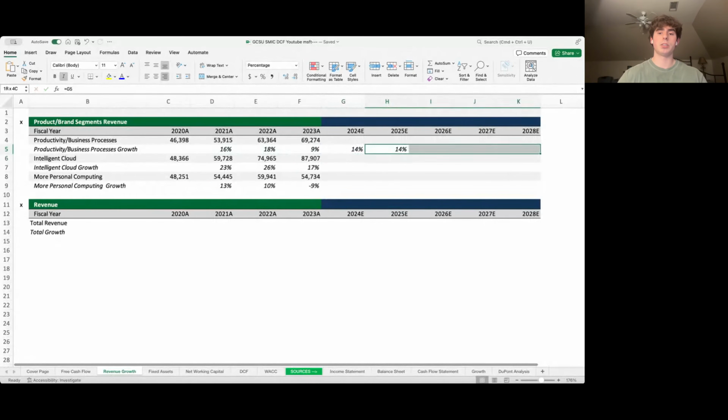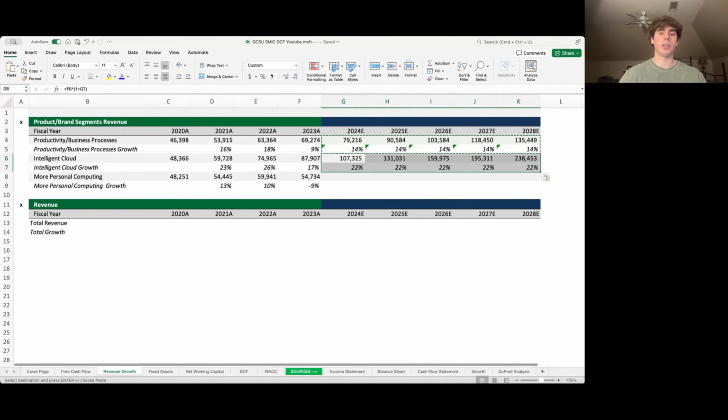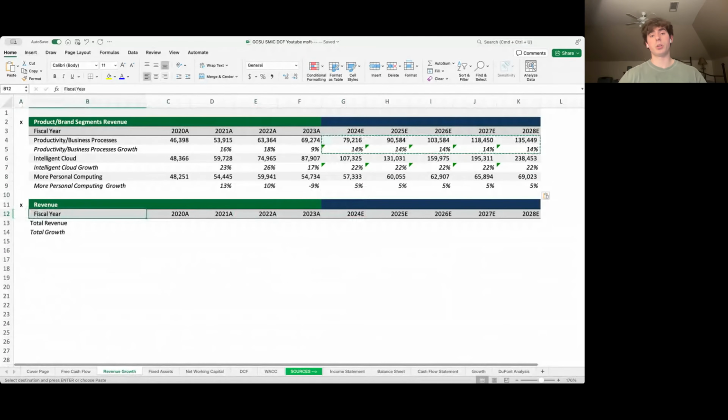Link this, shift right. Reflect this up top by taking last year times 1 plus the growth rate. Shift right, Command R. Since I'm going to be taking the average growth rate for the 2 other revenue segments, I can just shift down, Command C, Command V, Command V. As I previously mentioned, to solve for total revenue, I just add up all these segments. So this segment, plus this one, plus this one.